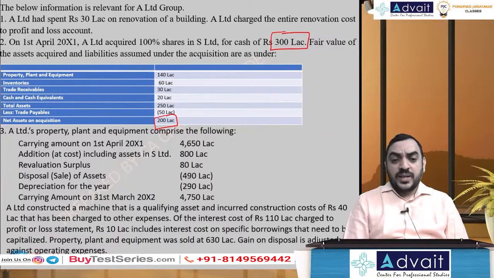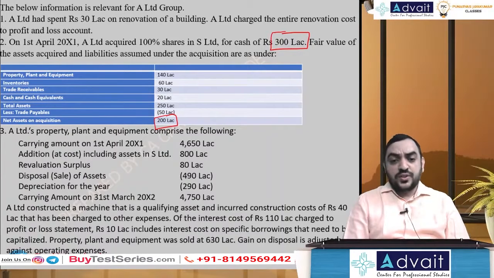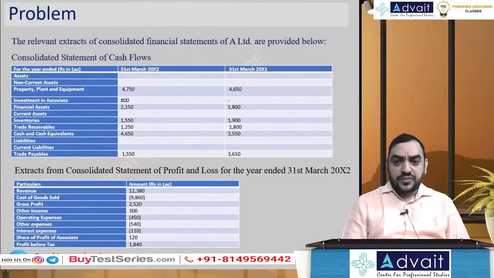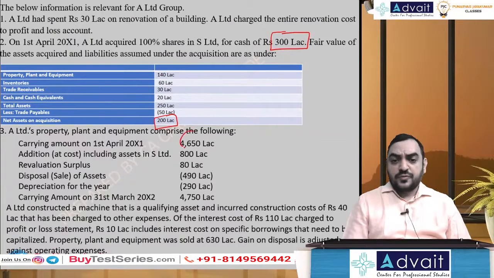A Limited's property and equipment comprise the following: carrying amount on 1st of April 4650, addition cost including the assets in S Limited 800 lakhs, revaluation surplus 80 lakhs, disposal sale of assets 490 lakhs, depreciation for the year 290 lakhs, carrying amount of 31st March 2002 4750 lakhs. That's 4750, starting from 4650.